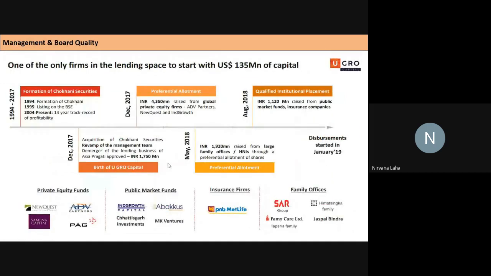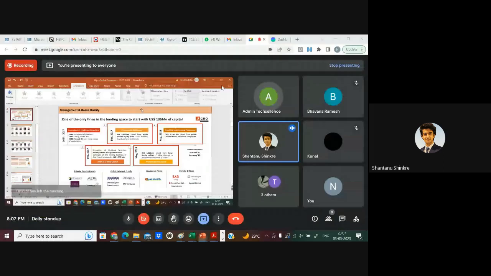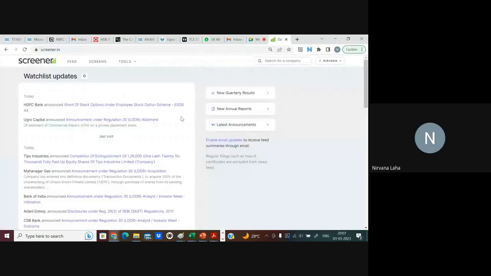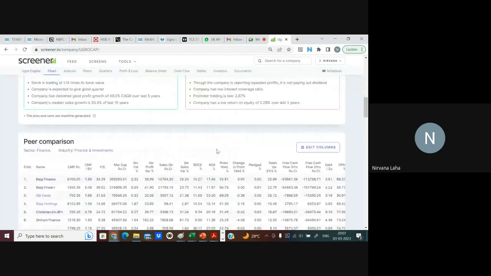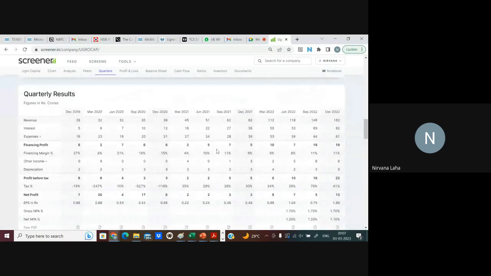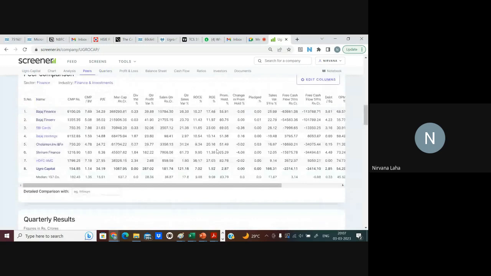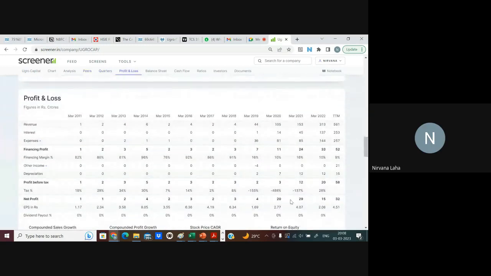Any other questions, guys? Actually, on Screener, I was just looking at the profit and loss statement, and the tax was negative. So what does that mean, actually? Yeah, so tax being negative, Shantanu, means that this company had some tax credits. Let me show it to everybody. You're talking about these numbers, right?